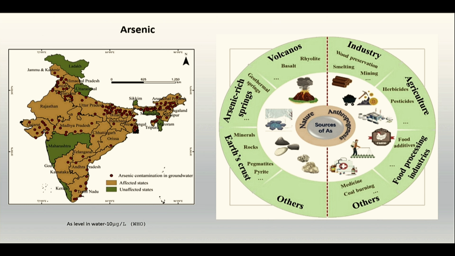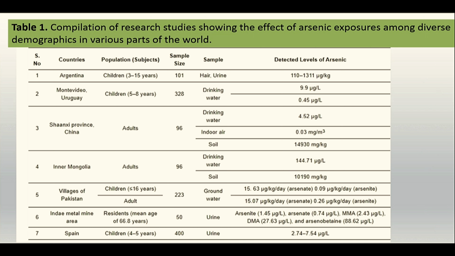Underground water is a major source of arsenic, as it is used as drinking water in most of the vulnerable places. Anthropogenic sources include industrial waste, and it is used in wood preservatives and in manufacturing glass and in the mining industries. Here you can see how various parts of the world have been affected by arsenic.